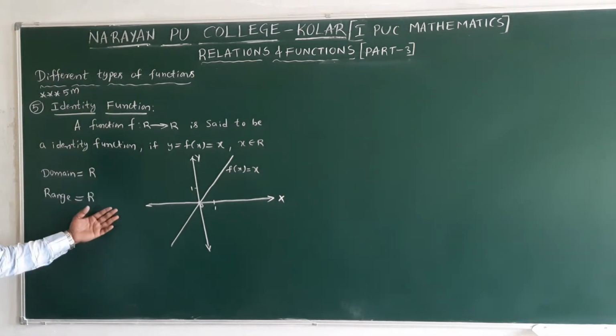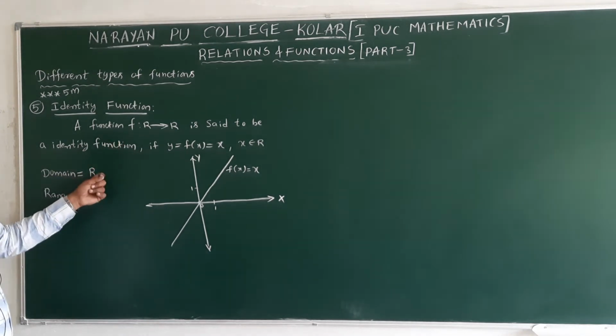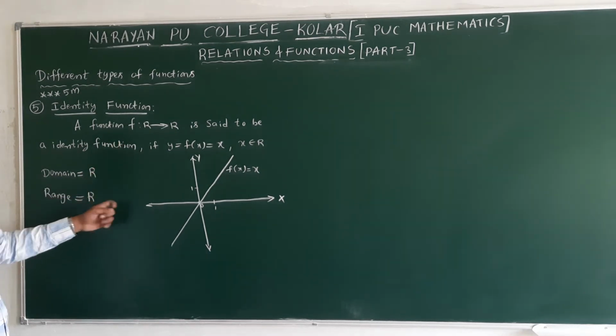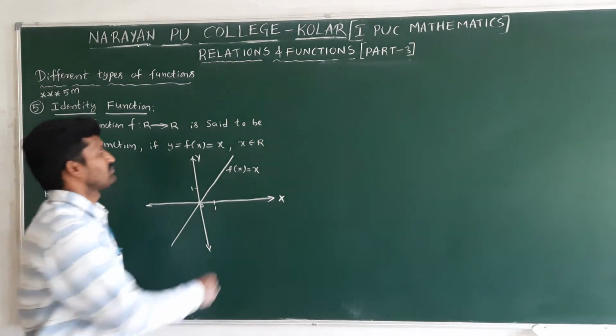Here codomain no need to write, just we need to write domain and range. 1 mark for definition, 1 mark for domain, 1 mark for range and 2 marks for this graph. 5 marks you can score easily.